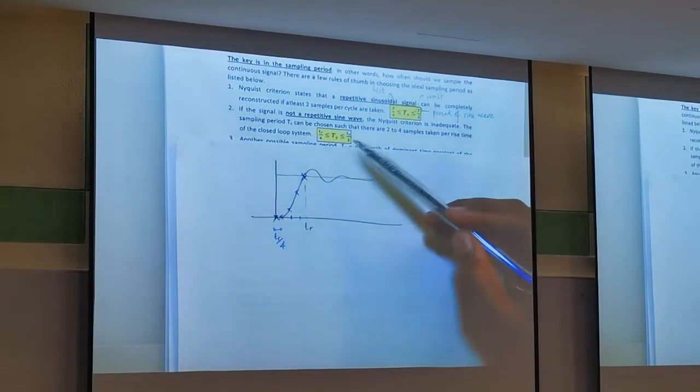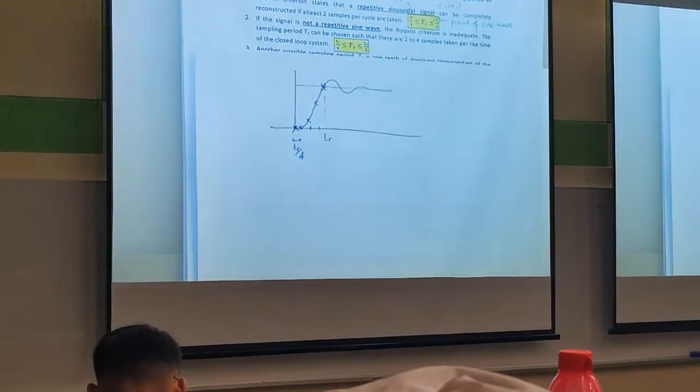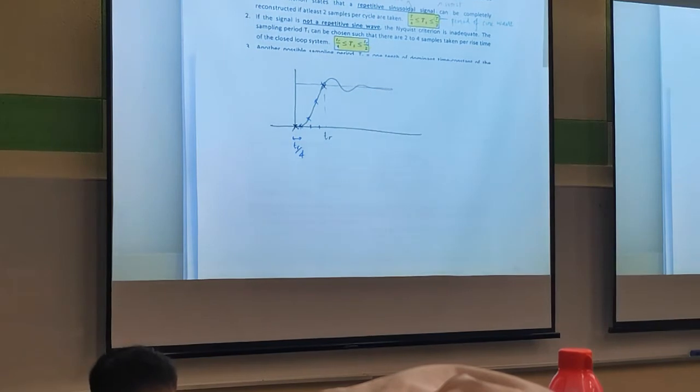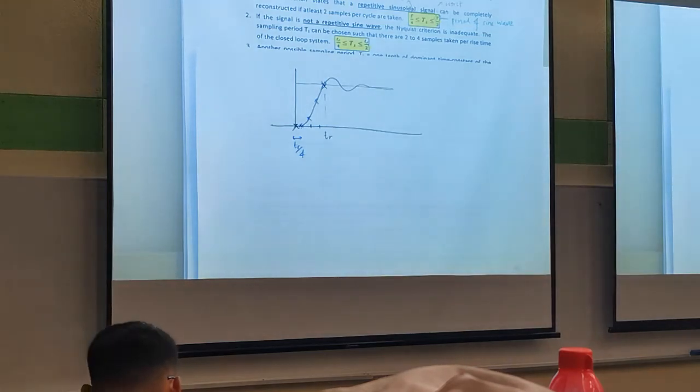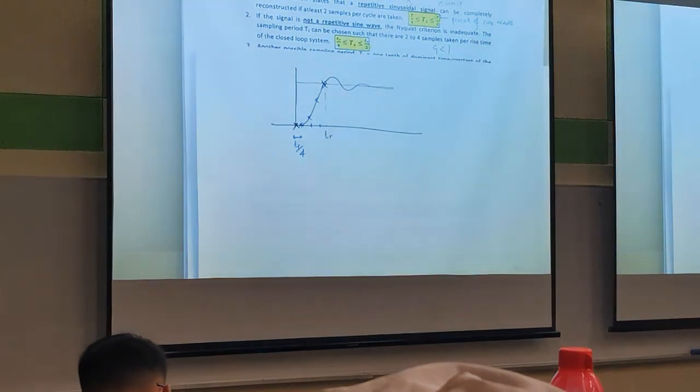So this range is for these sort of graphs where you do not have a sine wave, but some sort of an underdamped response. If you can find the rise time, use the rise time to decide your sampling period. Any questions? So bear in mind, when can you find the rise time? Only for underdamped. That means only when zeta is less than 1. If zeta is more than 1, there's no way you can find rise time.